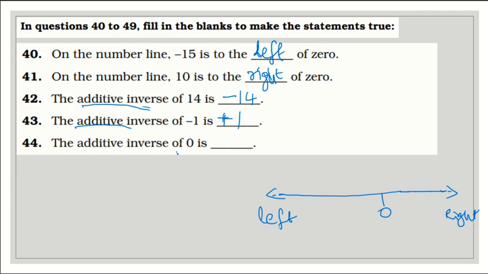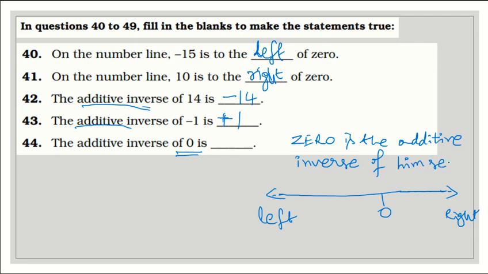Now there is one special number in integers which acts as additive inverse of itself. So 0 is the additive inverse of itself, or self acts as additive inverse. Why? Because there is no plus sign and there is no minus sign for that. That is the main reason.